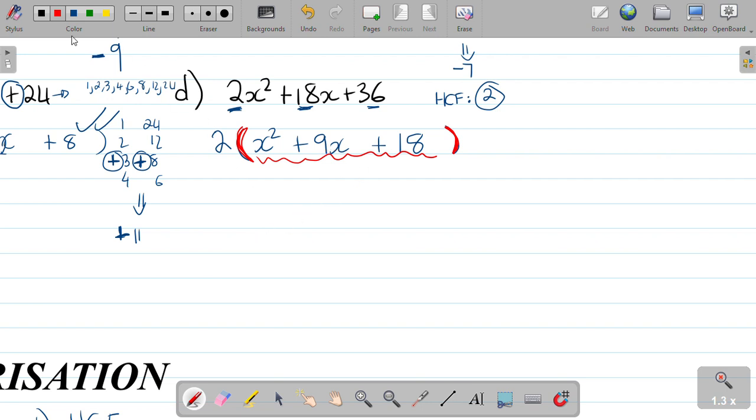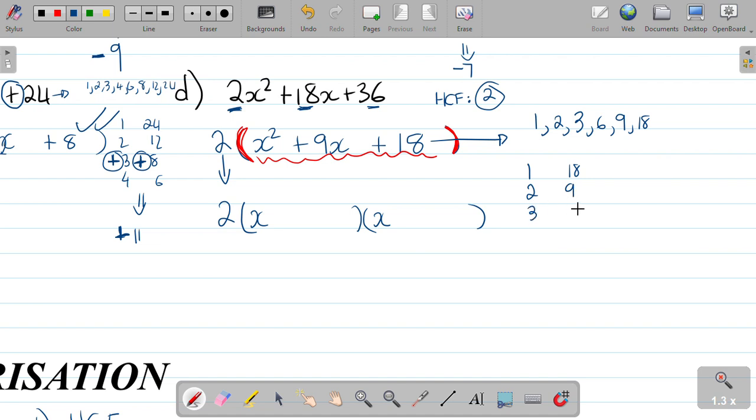So let's do that together. How that looks is we continue, we bring that 2 down. We're going to open up our 2 brackets. We're going to write x, x, and then our 18, what are our factors? 1, 2, 3, 6, 9, and 18. And our pairing is 1 and 18, 2 and 9, 3 and 6.